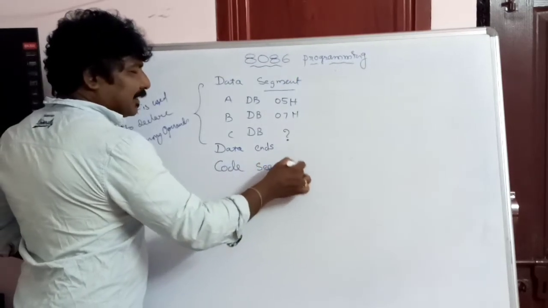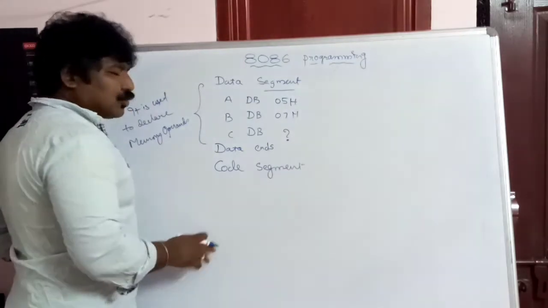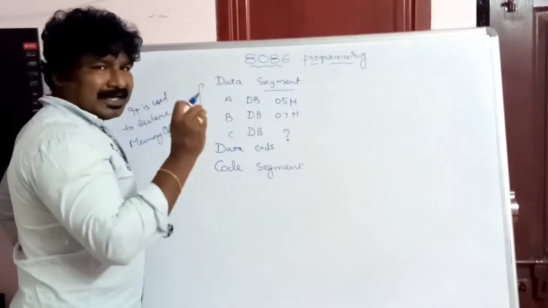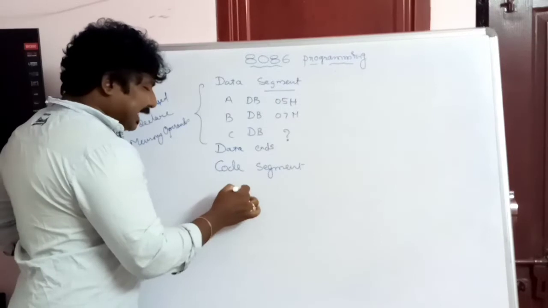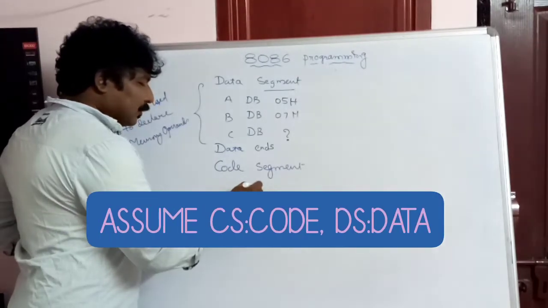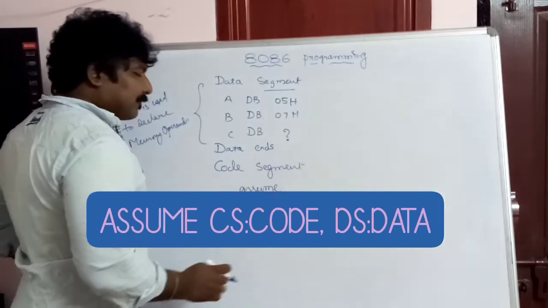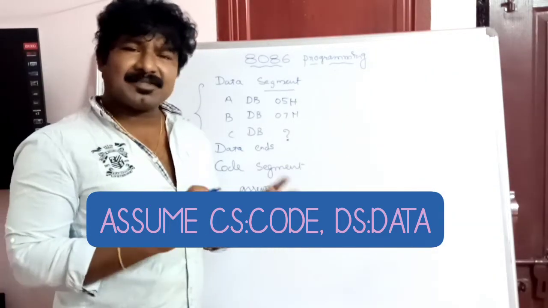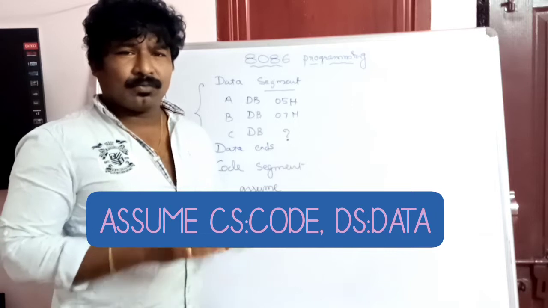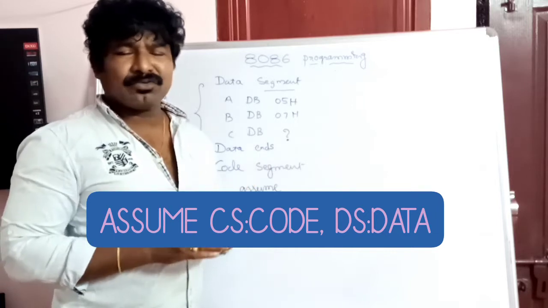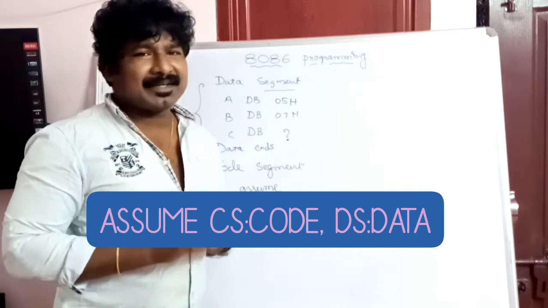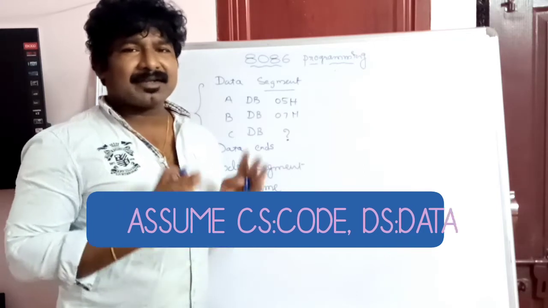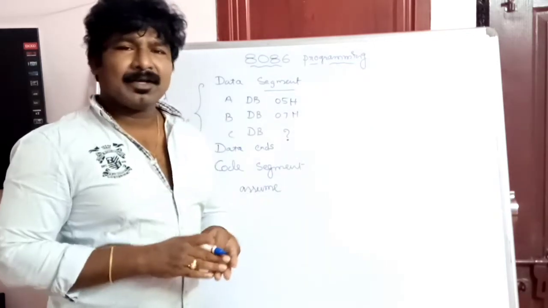So this is the starting of my code segment, and there should be one line in every program, that is called the assume command. This assume command is another assembler directive that tells the assembler the name of the code segment that you have given and the name of the data segment that you have given. There are two other segments which are optional.